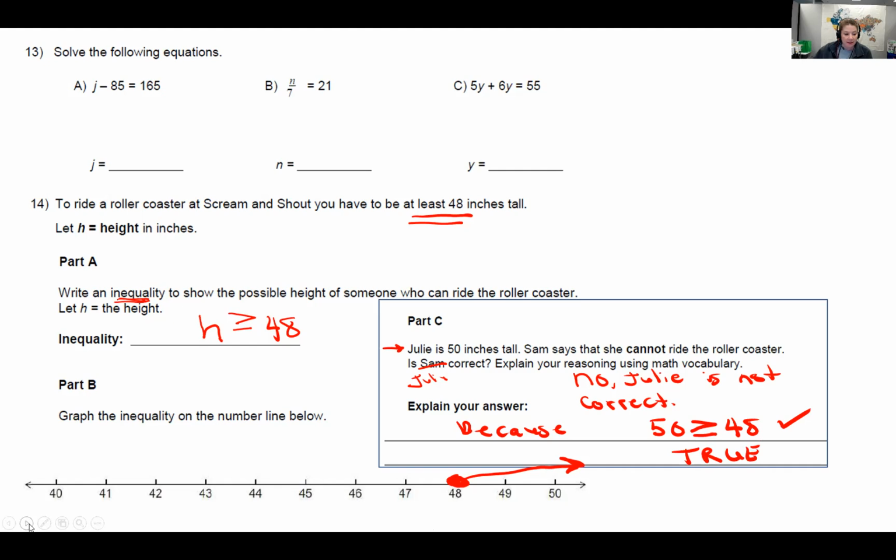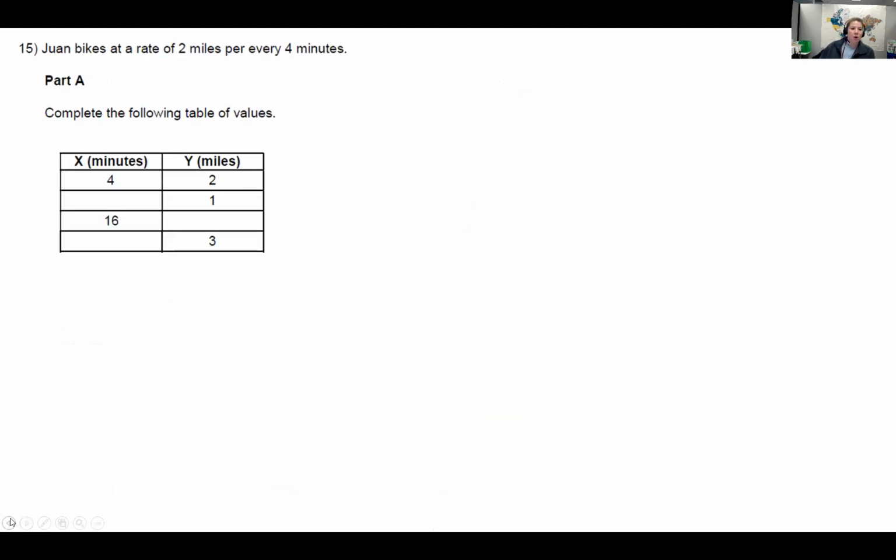All right, number 15. One bikes at a rate of 2 miles per every 4 minutes. So here's my miles. Here's every 4 minutes.